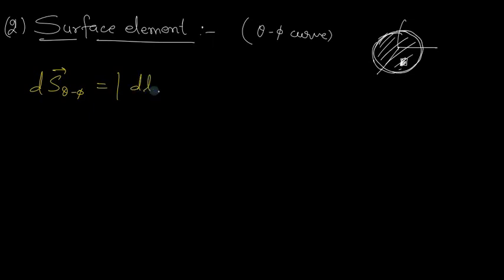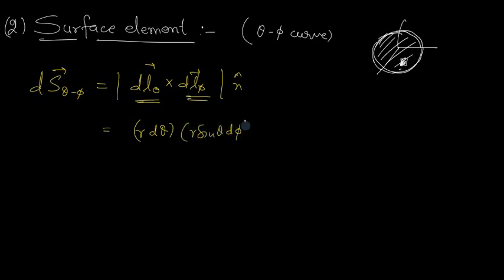This will be similar to dl_theta cross dl_phi, and its normal vector n cap. Again there will be a problem in n cap, so we will just do this. Your dl_theta will be r d theta, and your dl_phi will be r sine theta d phi, and the cross product of theta and phi will give you this. When you take its modulus, the r will cancel out because you have to take the mod, and this is n cap.